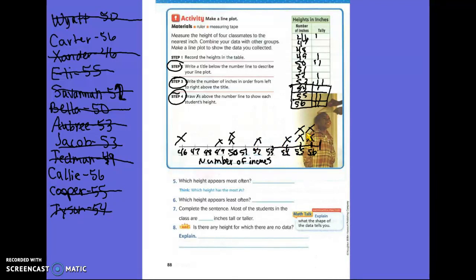Okay, which height appears most often? Do we have one height that appears most often? No, we have 3 heights that appear most often, which is going to be 50, 55, and 56. Oh, 53 too. I missed 53. So there's 4 at 53. So all those heights appear most often.